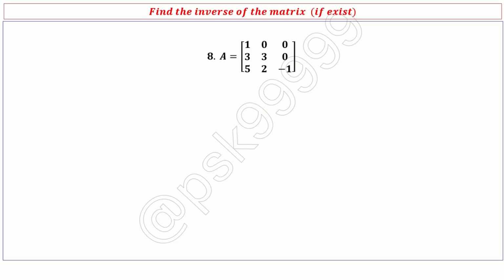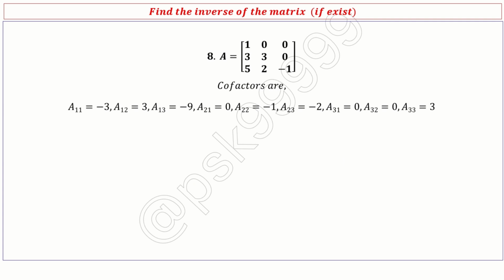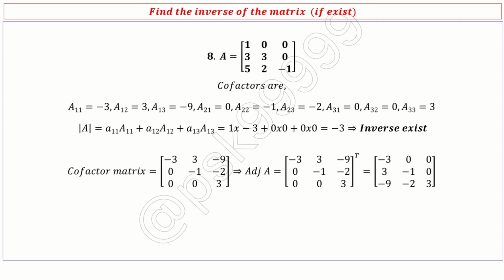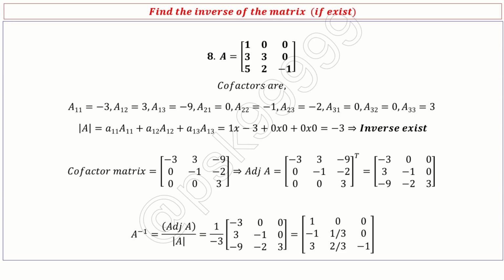Similar, exactly the same, you just do it yourself and cross check the answer. Here also the determinant is -3, so the inverse exists. Then the cofactor matrix, the adjoint matrix is the transpose of the cofactor matrix. Then A inverse is adjoint by determinant. Next.